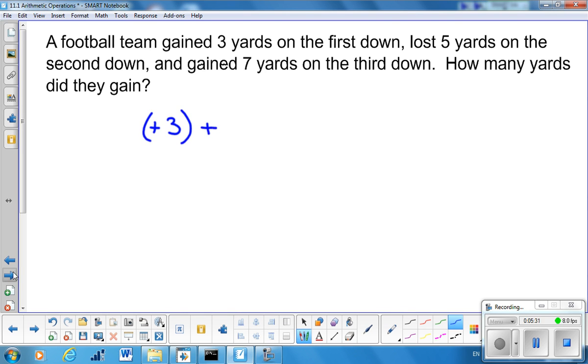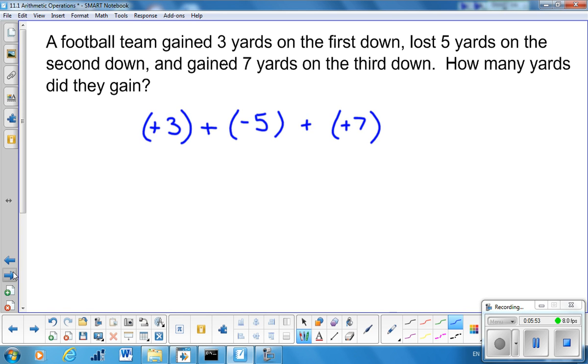On the second down, so we want to add to that whatever they did on the second down, and then we're going to add to that again whatever they did on the third. So on the second down, they lost 5 yards. So that would be a negative 5. On the third down, they gained 7, so positive 7.